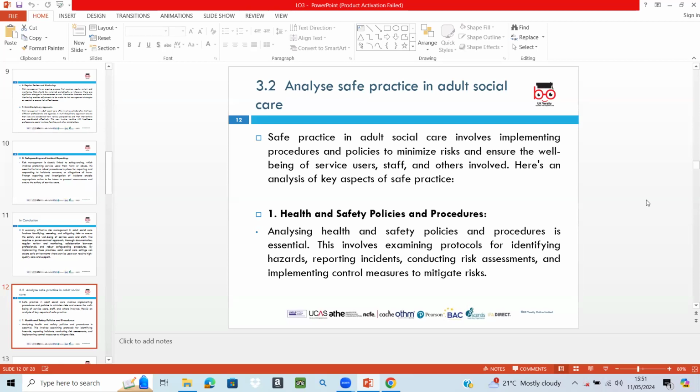These are fundamental to maintaining a safe environment. This analysis entails reviewing protocols for hazard identification, incident reporting, risk assessment procedures, and the implementation of control measures to minimize and manage risk effectively. By thoroughly assessing and understanding these policies and procedures, care providers can create a secure and supportive setting for all individuals within the care system.